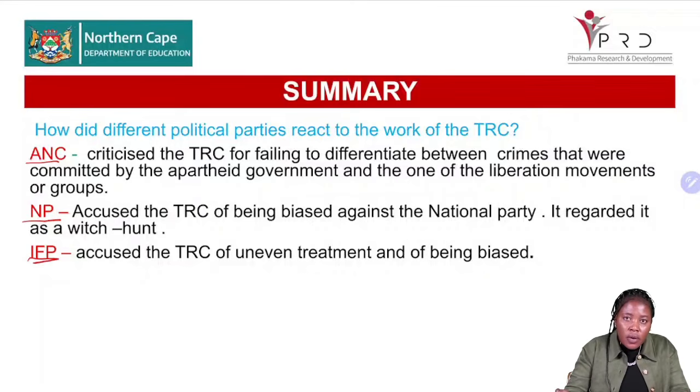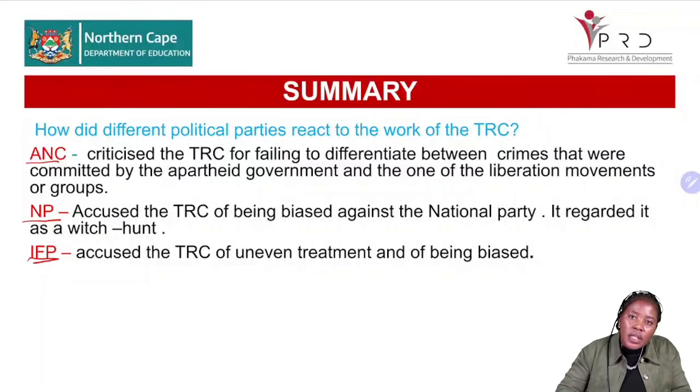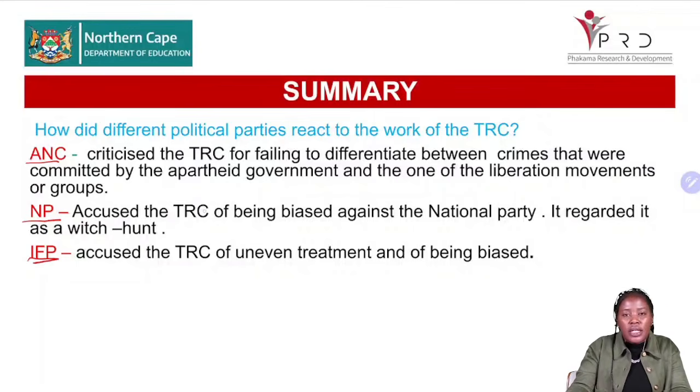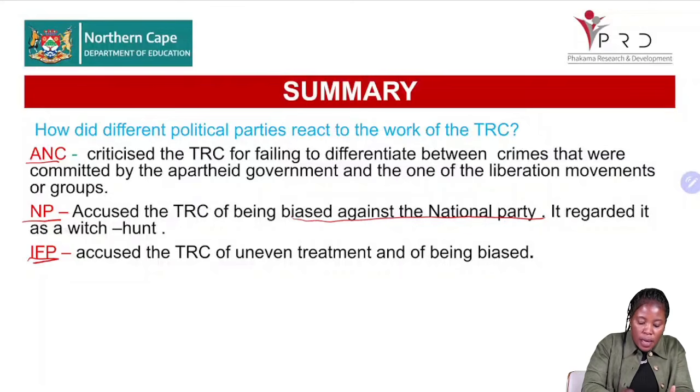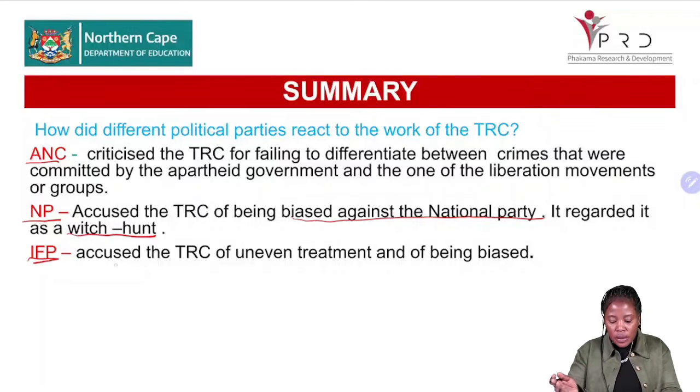The ANC criticized the TRC for failing to differentiate between the crimes that were committed by the apartheid government and the ones that were committed by the liberation movement. And the NP accused the TRC of being biased against the National Party. It even called the TRC a witch hunt. And lastly, the IFP accused the TRC of uneven treatment.